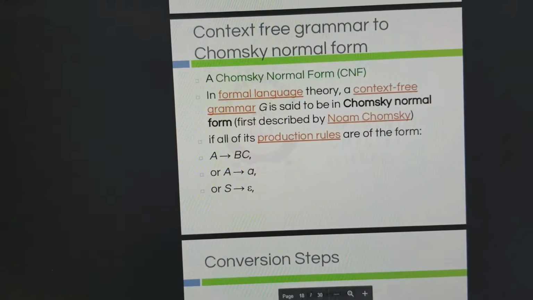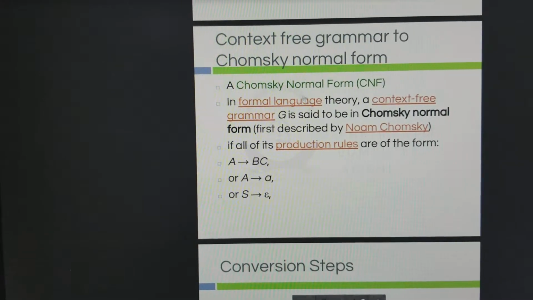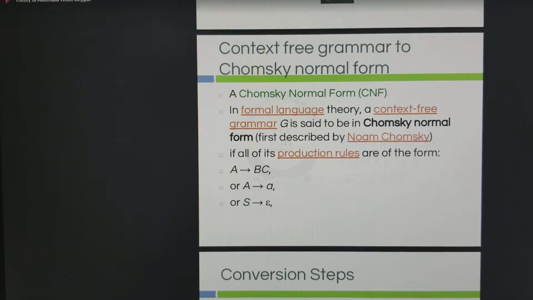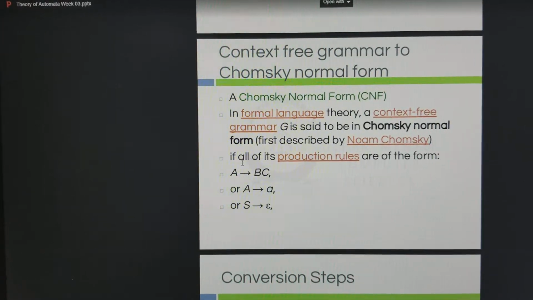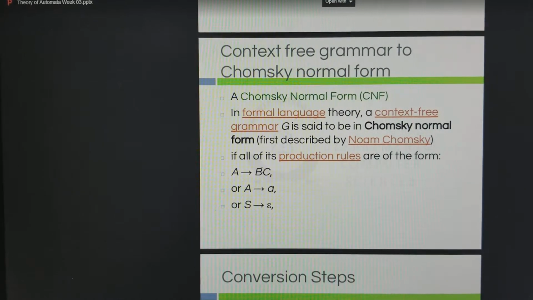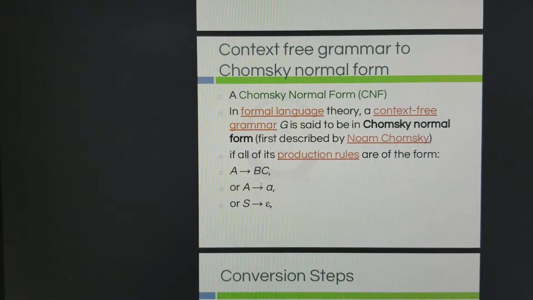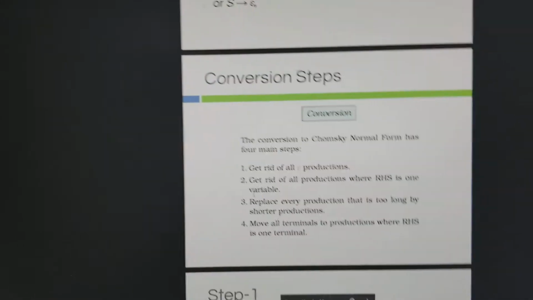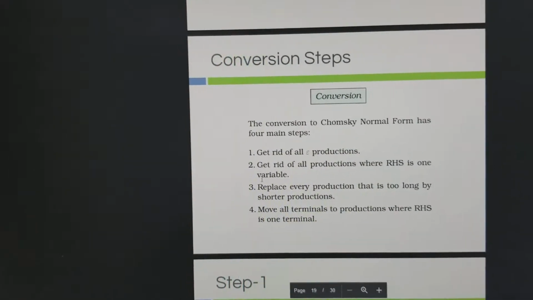So, context-free grammar and Chomsky normal form. In formal language theory, a context-free grammar G is said to be in Chomsky normal form, first described by Noam Chomsky, if all the production rules are of the form A goes to BC, or A goes to a, and the start symbol can go to epsilon, the empty string. So these are pretty much your conversion steps.